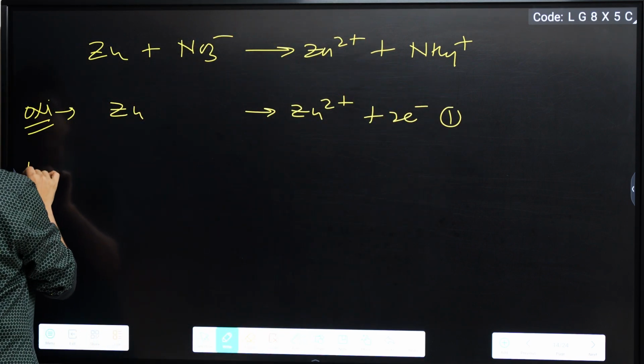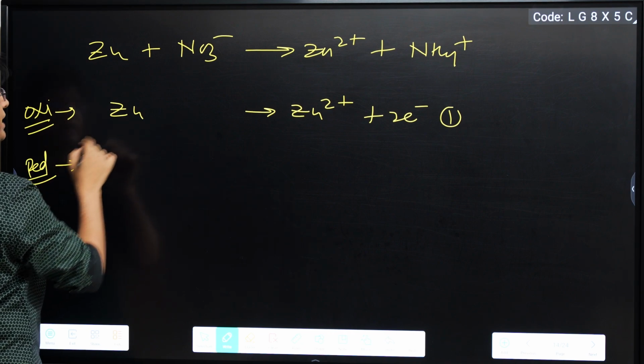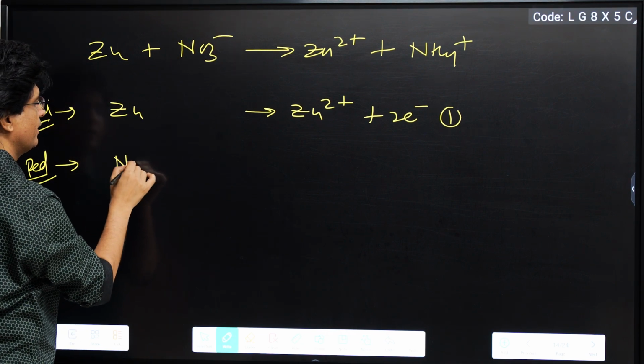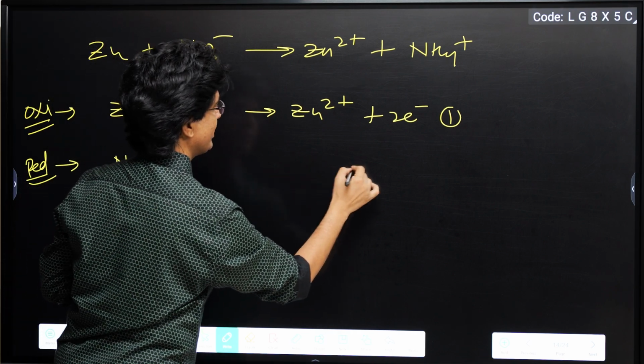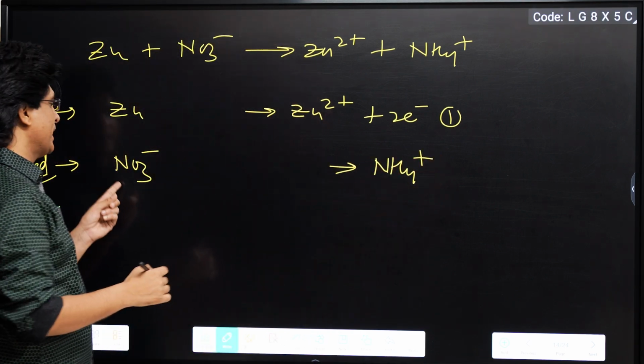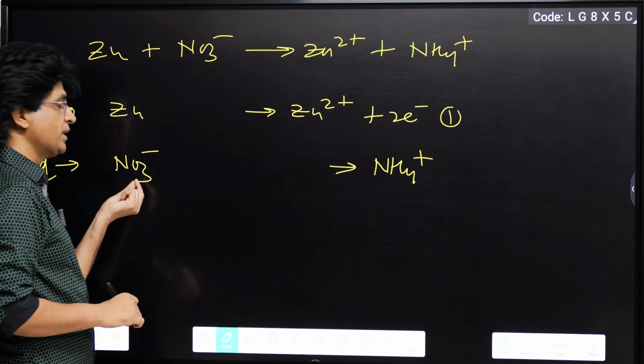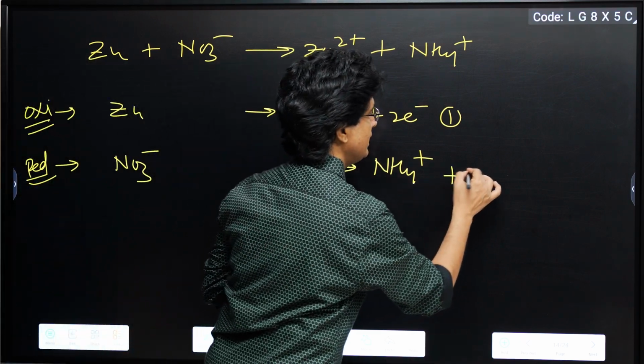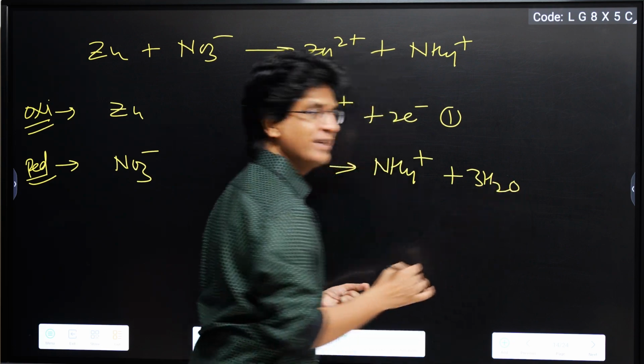Now come to the reduction reaction. Coming to the reduction reaction, we have got nitrate, and this is going to give you NH4+ as per the equation. Now first balance N, it is already balanced. Oxygen 3, so I'll add 3 H2O this side. Are you getting that or not?